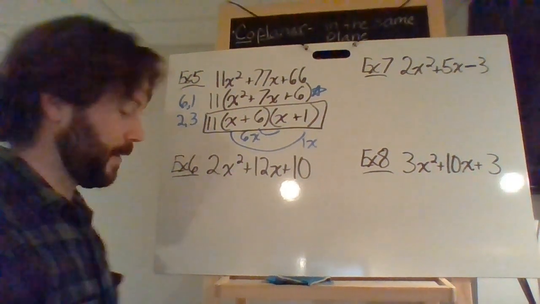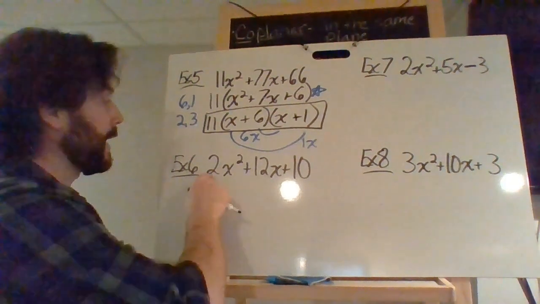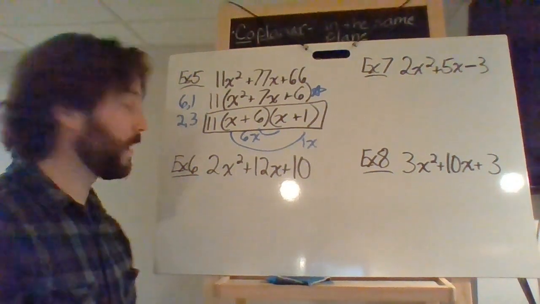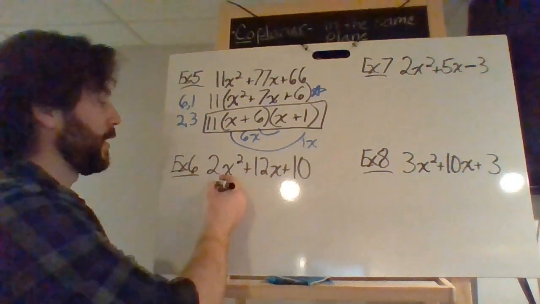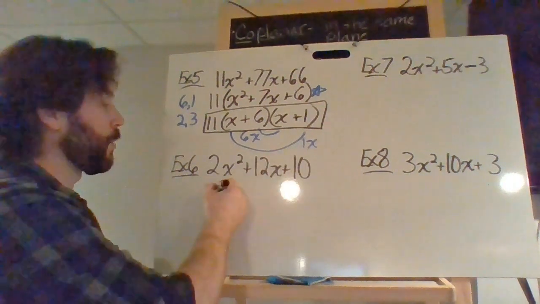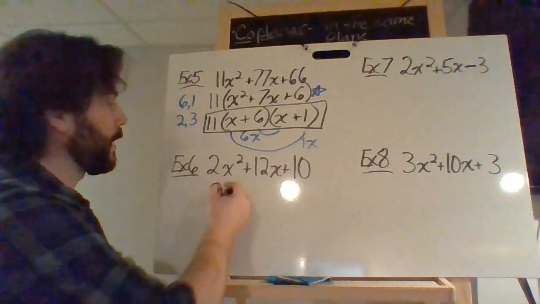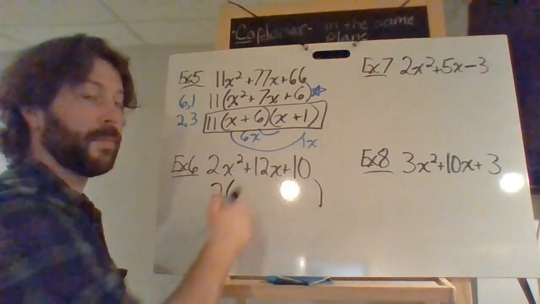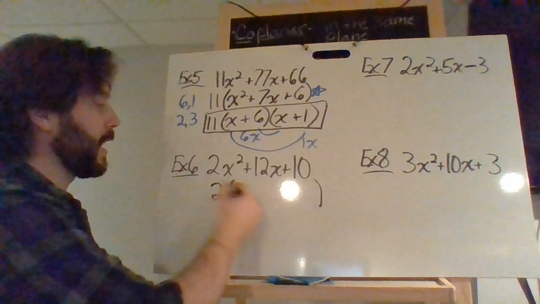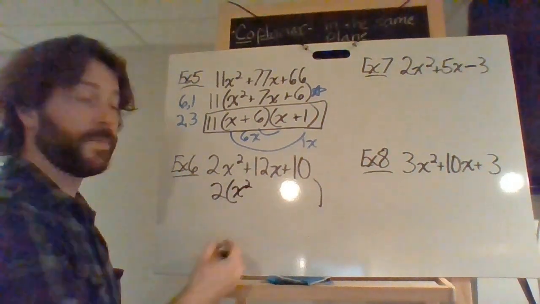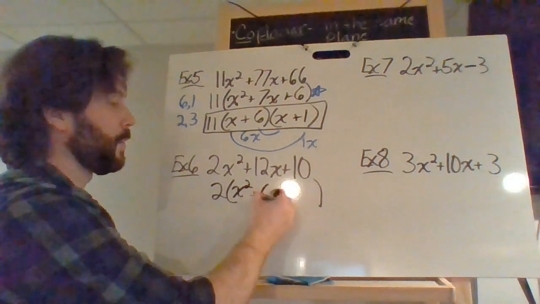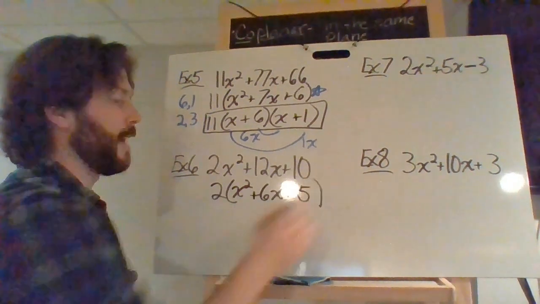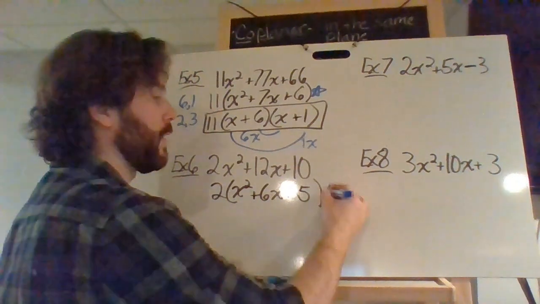Let's take a look at number 6 here. Okay, let's start out the same way. I see 2x squared plus 12x plus 10. And my first thought is, well, let's see if we can bring out a GCF. So I think that these are all divisible by 2. So I write down the 2, open up one large set of parentheses, and divide each term by 2. 2x squared divided by 2 is just x squared. 12x divided by 2 is 6x. And 10 divided by 2 is 5. Now, this is the one that I'm going to factor.